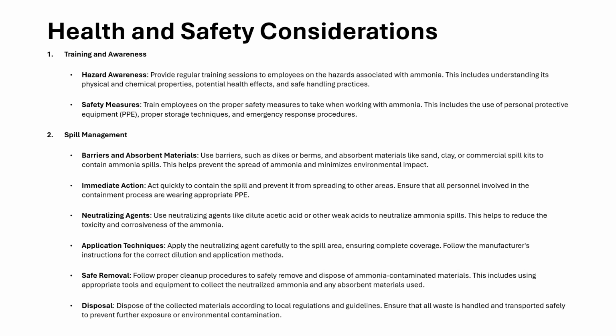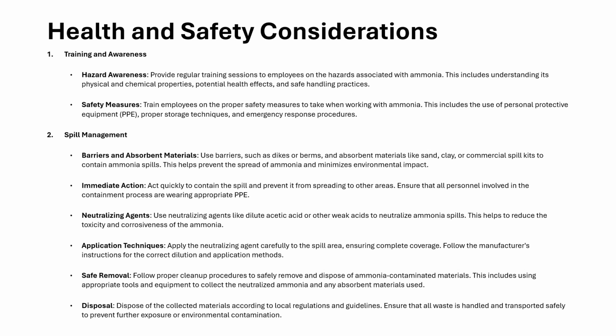Spill management. Barriers and absorbent materials. Use barriers such as dikes or berms and absorbent materials like sand, clay, or commercial spill kits to contain ammonia spills. This helps prevent the spread of ammonia and minimizes environmental impact. Immediate action. Act quickly to contain the spill and prevent it from spreading to other areas. Ensure that all personnel involved in the containment processes are wearing appropriate PPE.